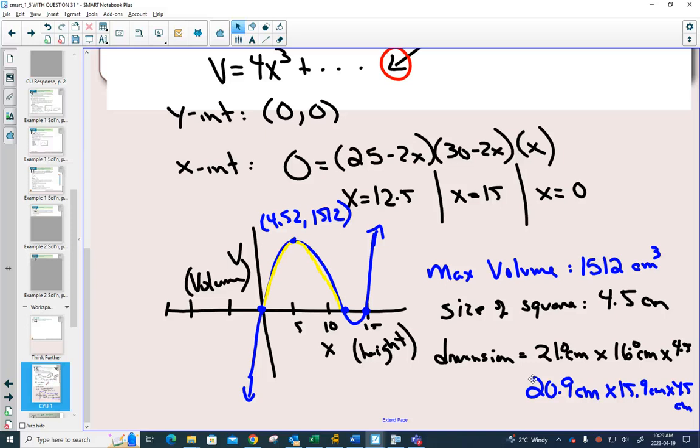Again, you could do this on your graphing calculator as well to get that maximum dimension. Questions for practice on this one are 3, 4, 5, 6, 9, and 10.